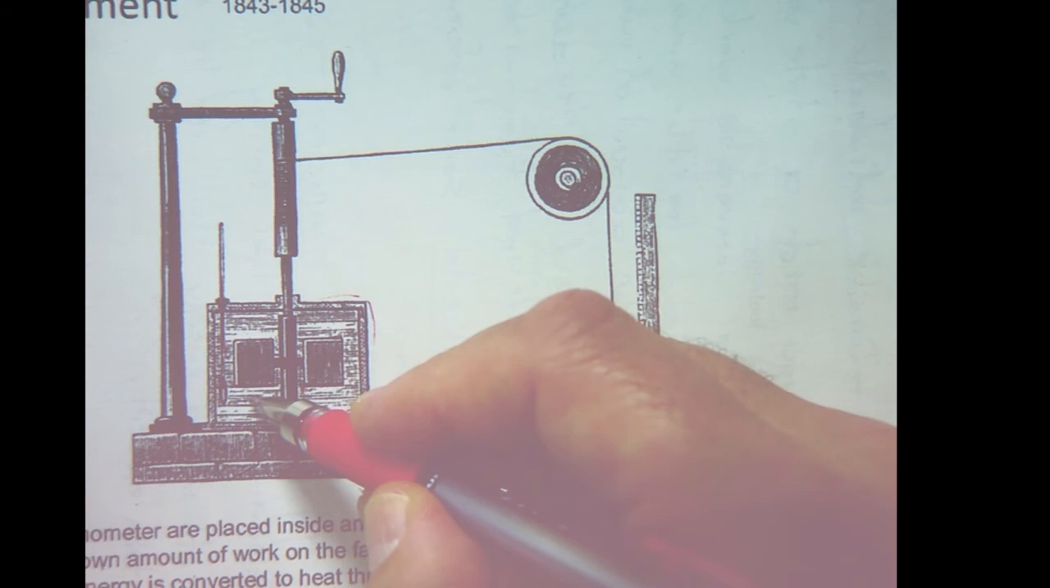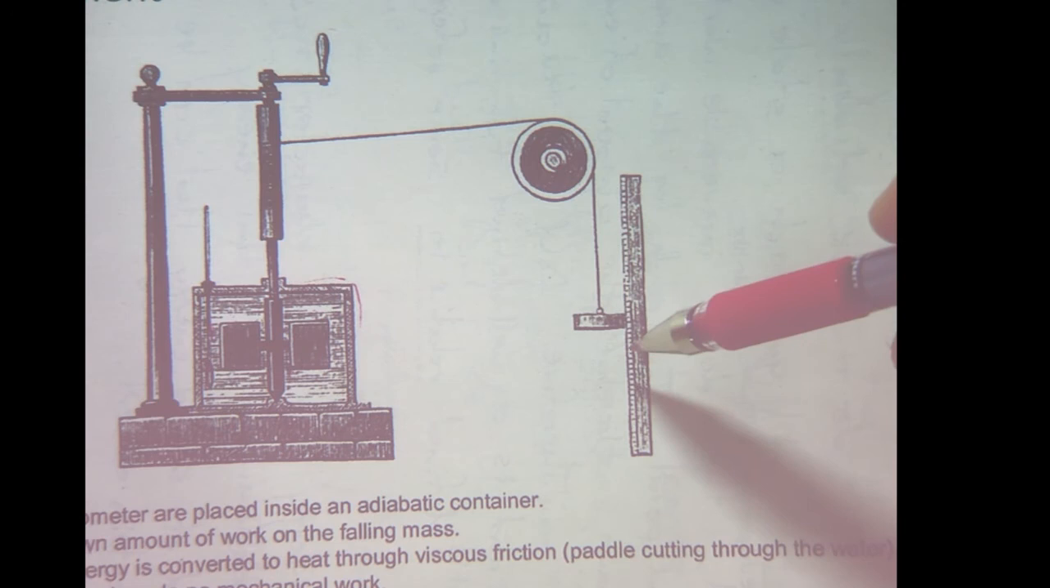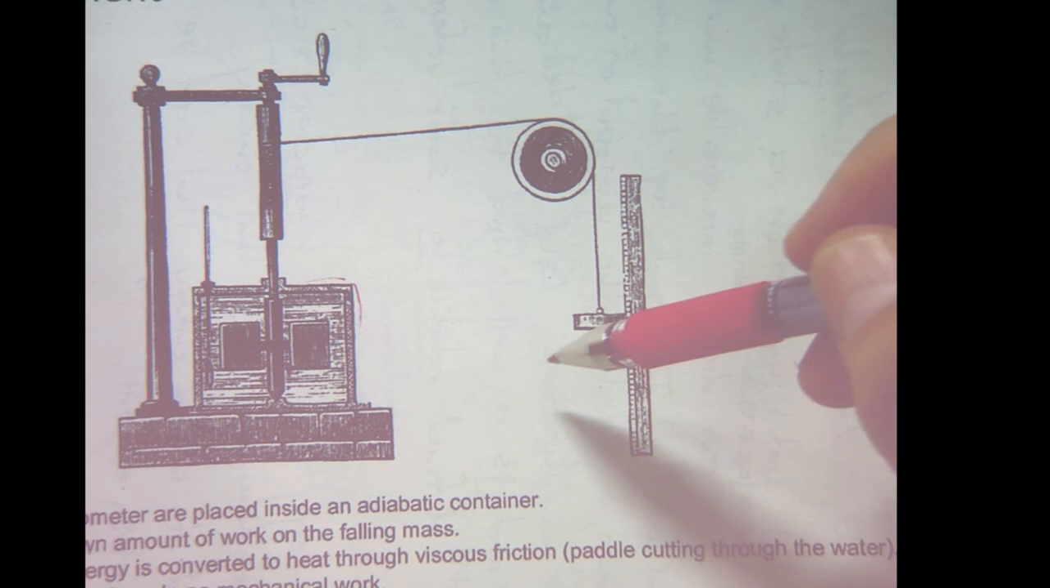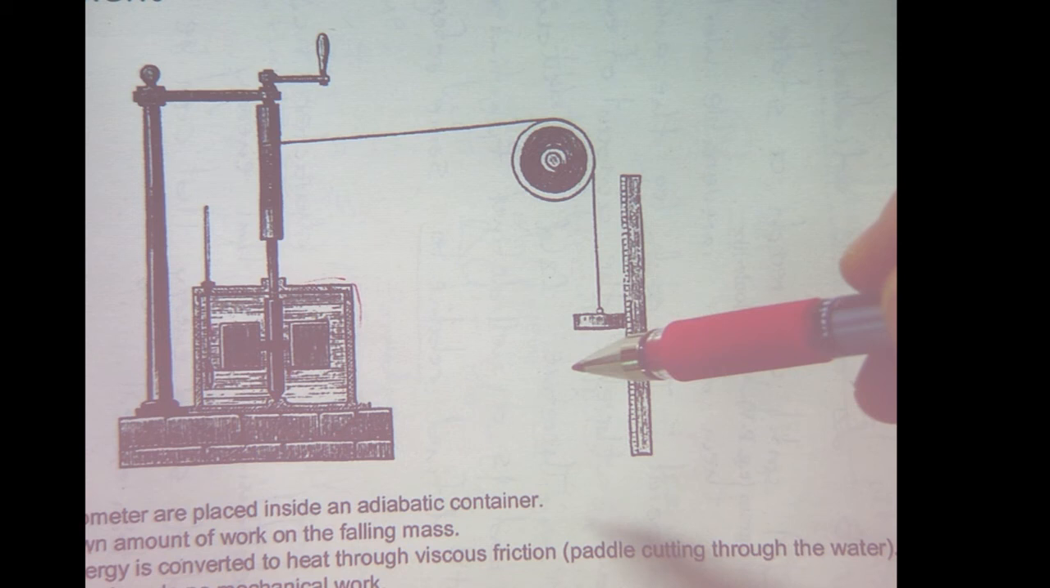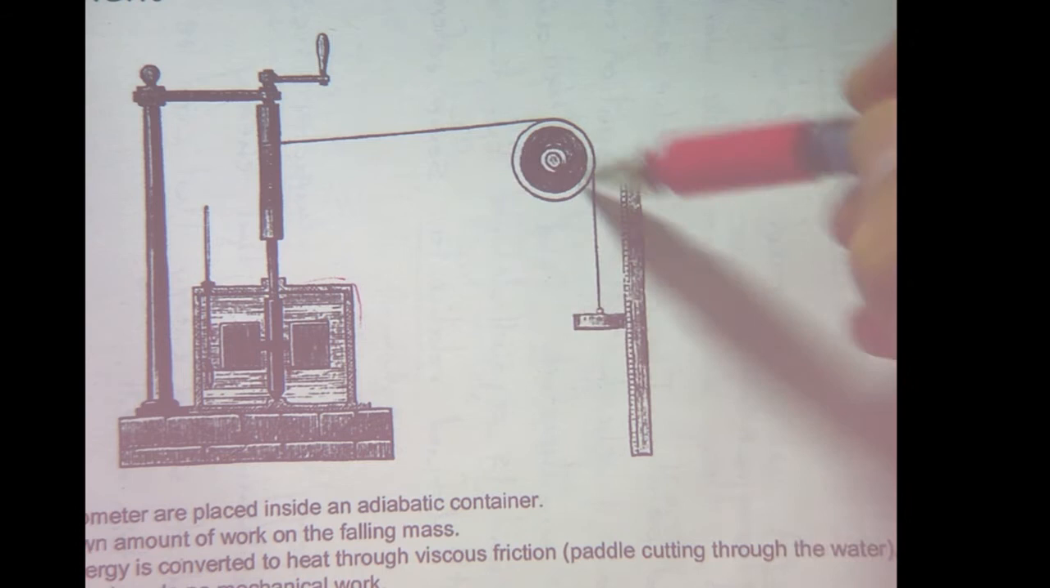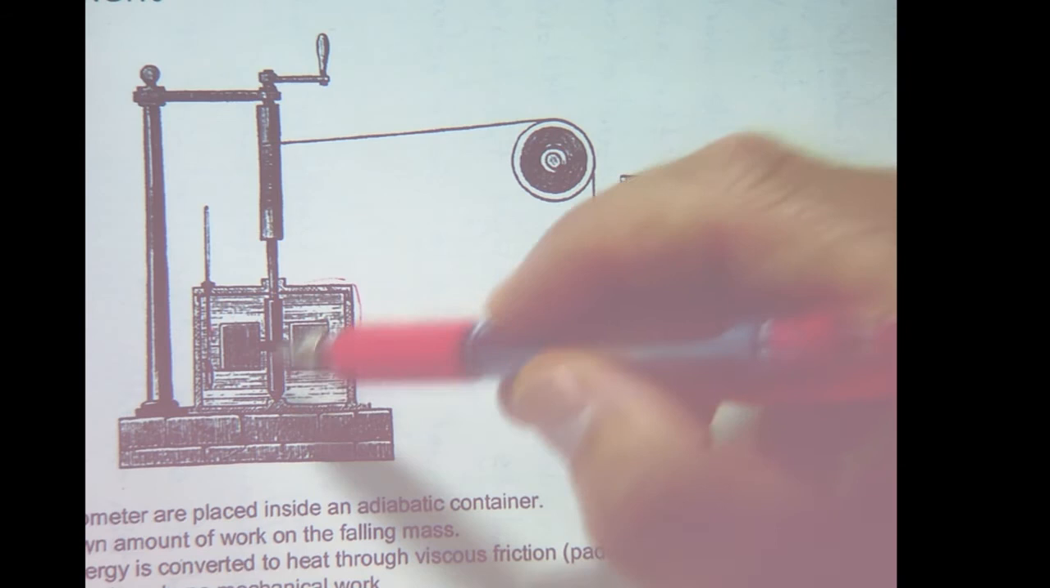In fact, this blew away another theory that heat was a substance that flowed from hot things to cold things. The whole language of thermodynamics is still in terms of the language that Carnot used in those days, that heat flowed from hot to cold like a substance. But heat can't be a substance here because there's only a rope connecting the mass here with the paddle here. So he blew away that theory, and he also found that mechanical energy is equivalent to heat energy.